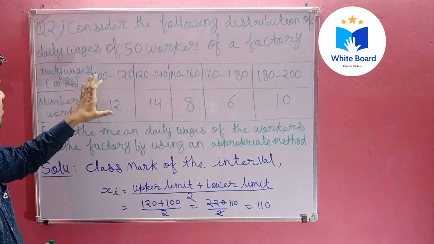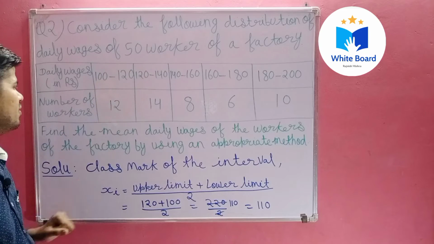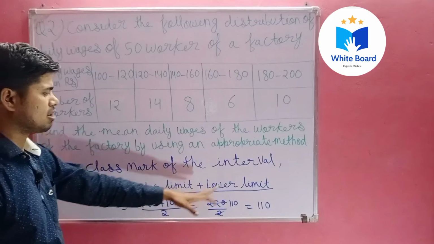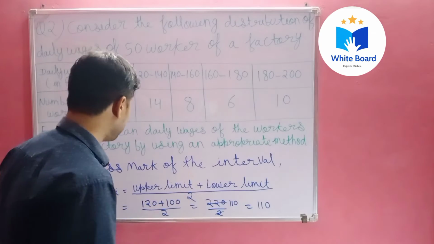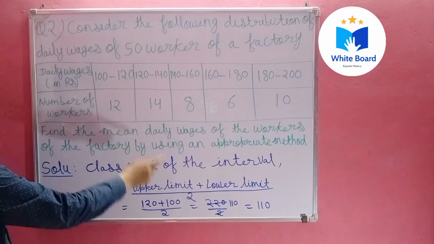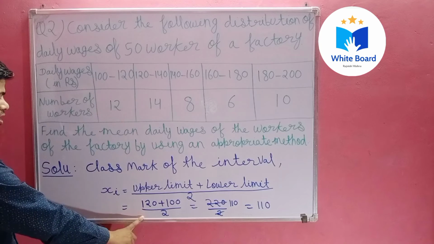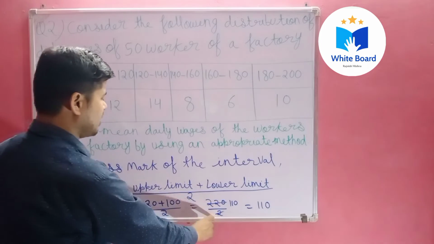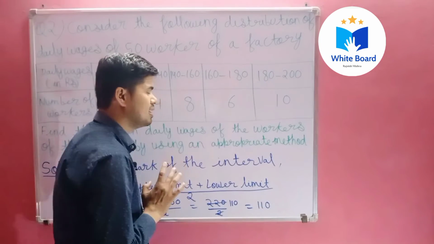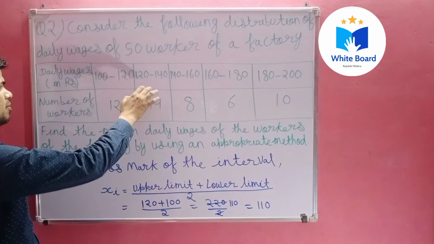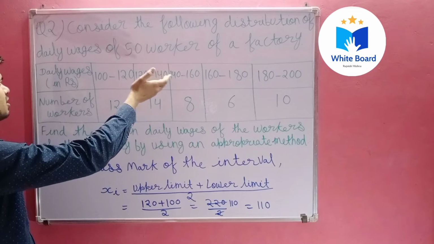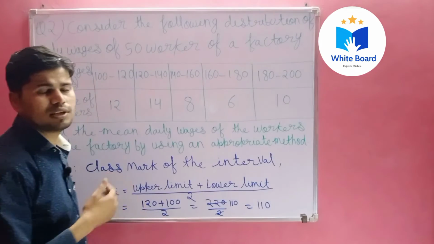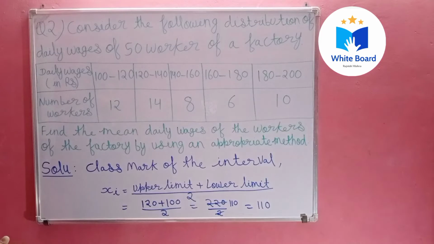So first of all, we have to find out the class mark from the given class intervals, and the class mark is known as upper limit plus lower limit upon 2, where the upper limit is 120 and the lower limit is 100. For example, 120 plus 100 is 220, divided by 2, we will get 110. Similarly, we can find the xi of the other class intervals like 120 to 140. For all these intervals, we will similarly find the class marks one by one.